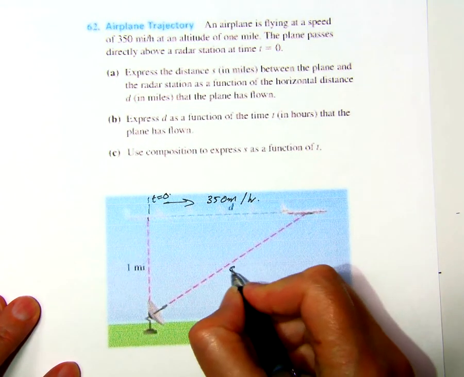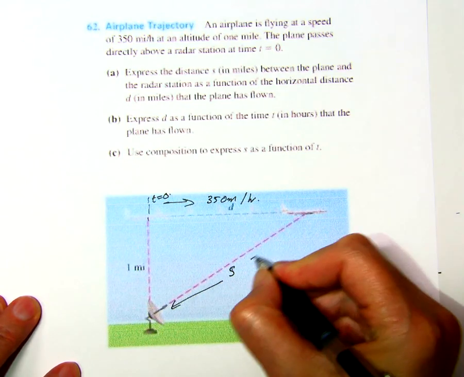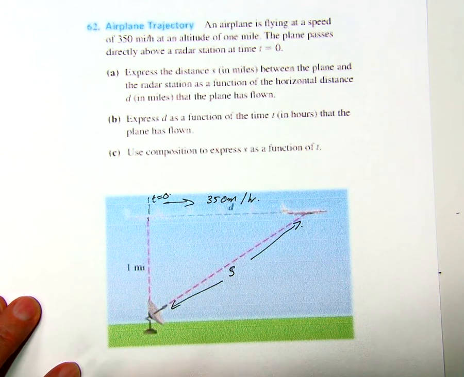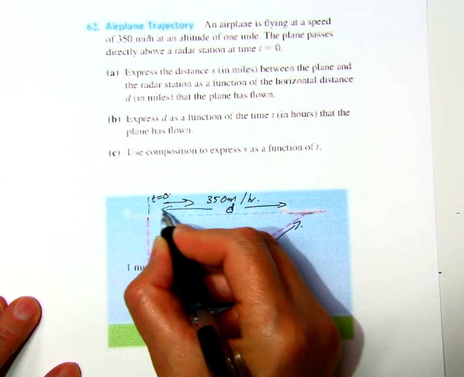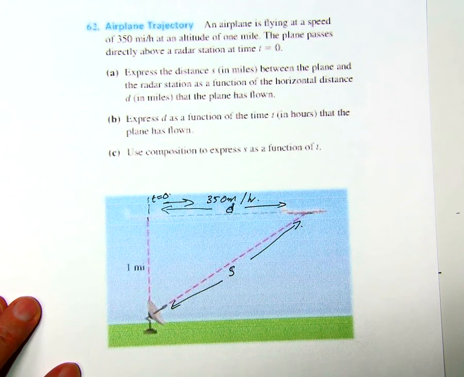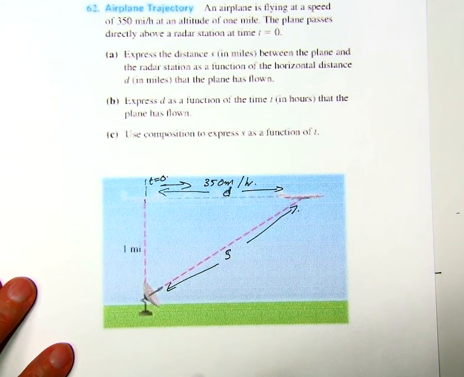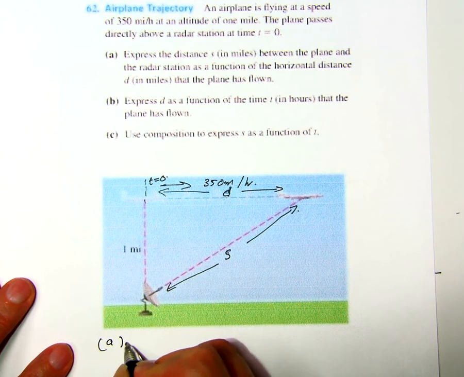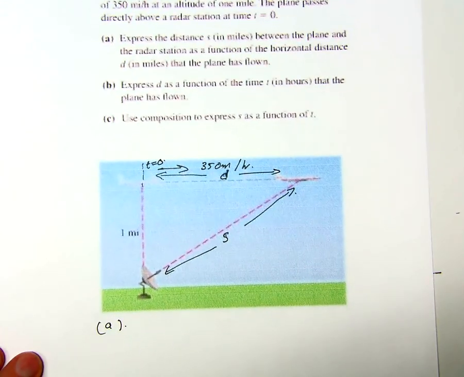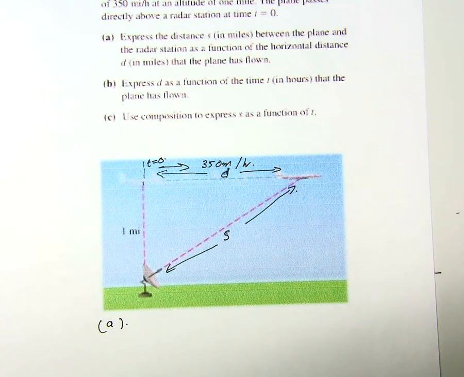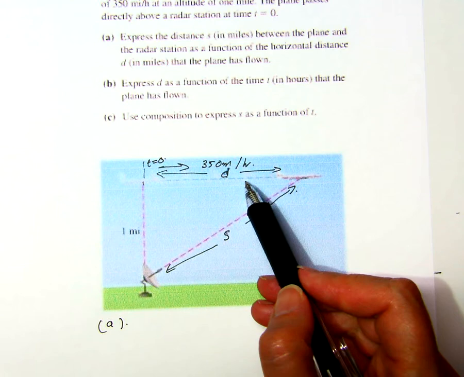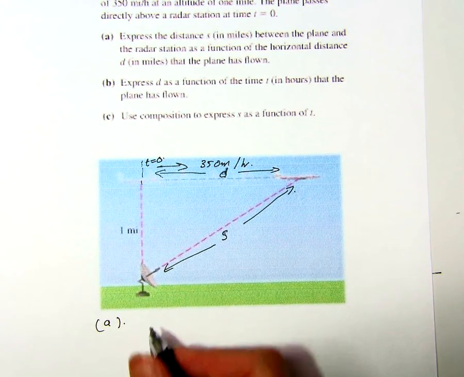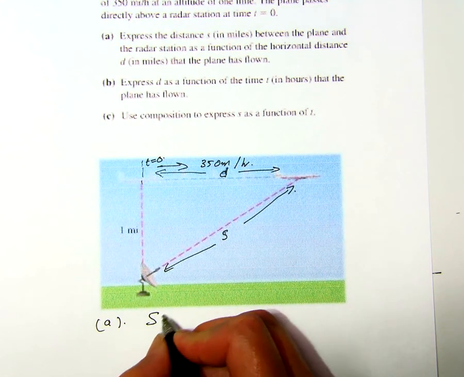s is the distance from the airplane to the radar station, and d is the horizontal distance from the radar station to the plane. And part A says, express the distance s in miles between the plane and the radar station as a function of the horizontal distance d, which is measured in miles, that the plane has flown. So A says, express s as a function of d.